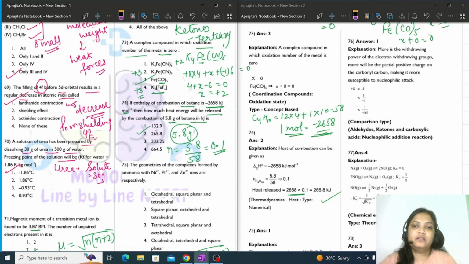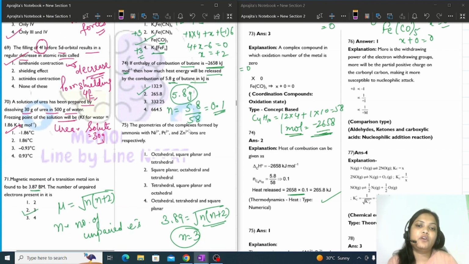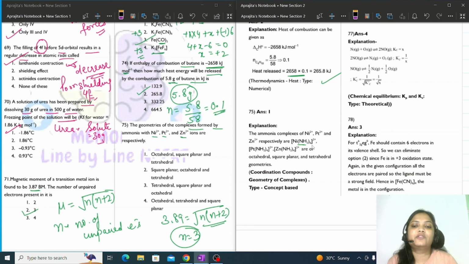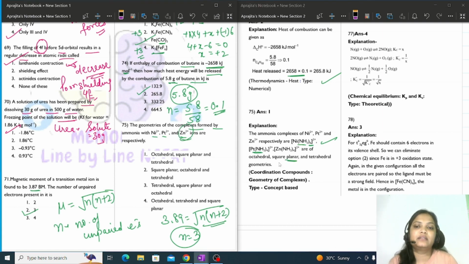So next up is question number 75. The geometries of the complexes formed by ammonia with nickel, platinum and zinc ions are. So with nickel, we know it will be octahedral, because it will be [Ni(NH3)6]. There will be 6 ligands attached to it. With platinum, it would be square planar, and with zinc 2 plus ions, it would be a tetrahedral geometry. So yes, the answer is option number A.